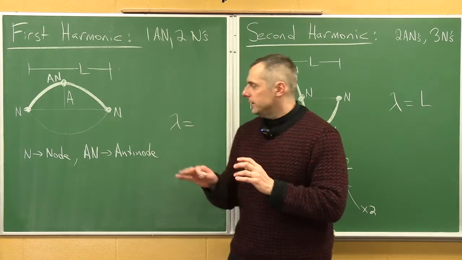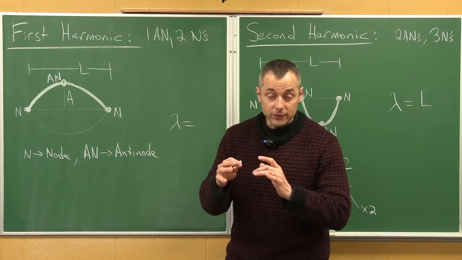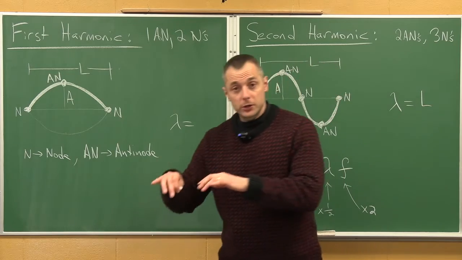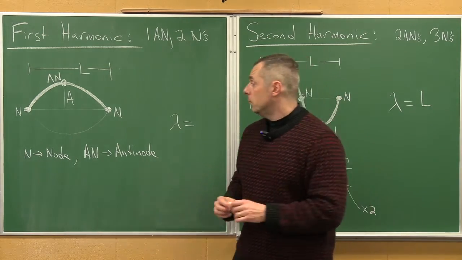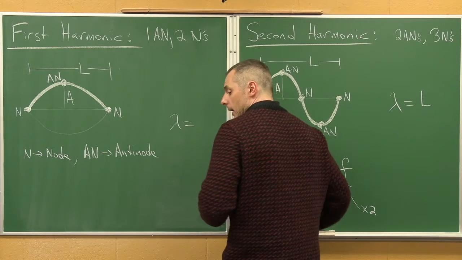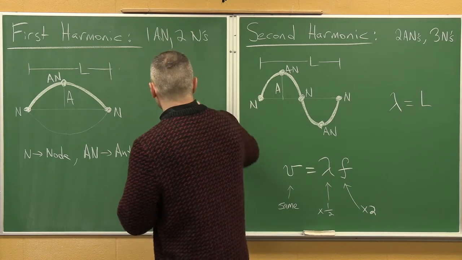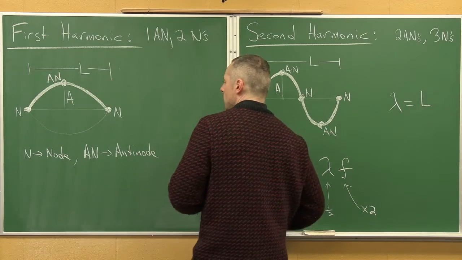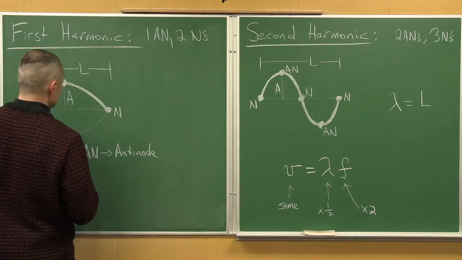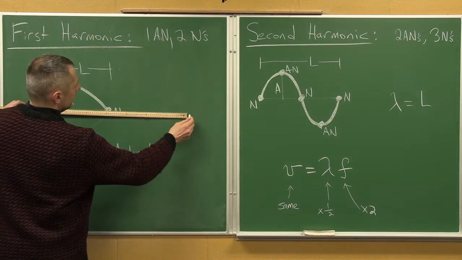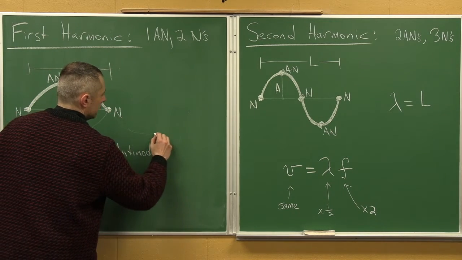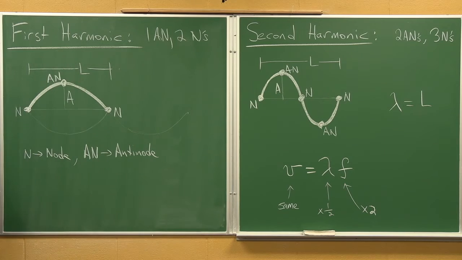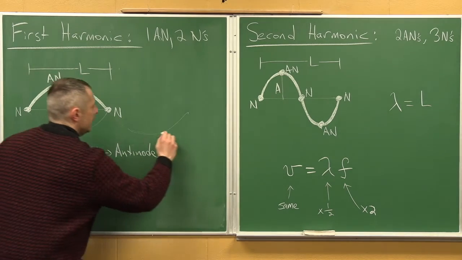A complete wave doesn't just have a crest. It has a crest and a trough, or a trough followed by a crest. But both crest and trough are a full wave. So if I were to make the rest of this wave, what I would have to do is add a trough. So I would go like this, and there. Now that's one complete wavelength, crest and trough.